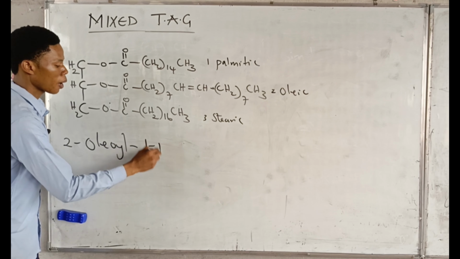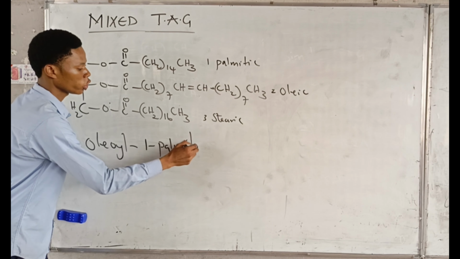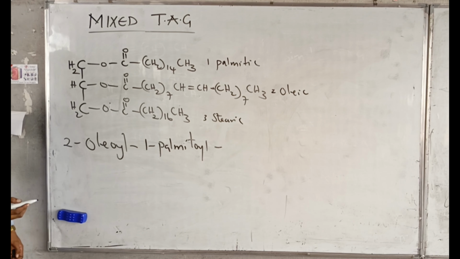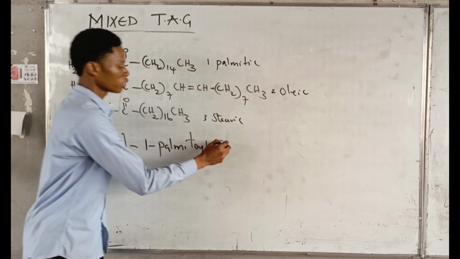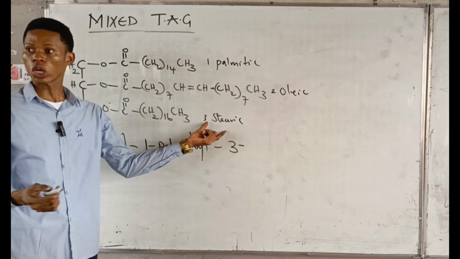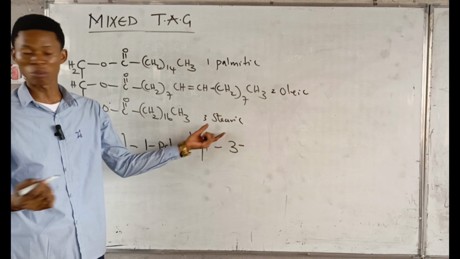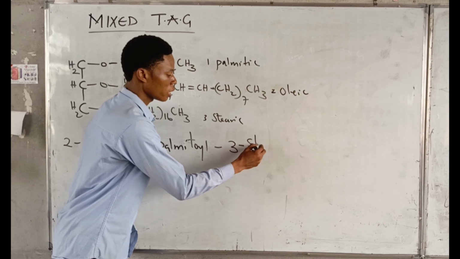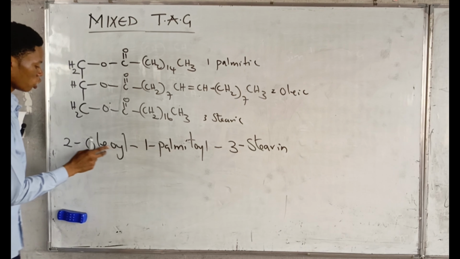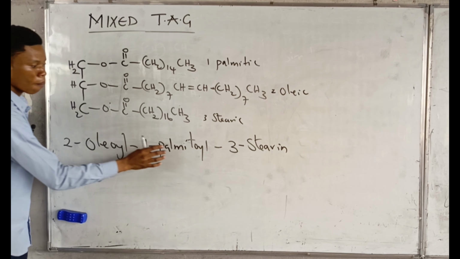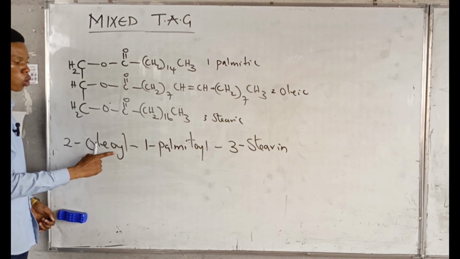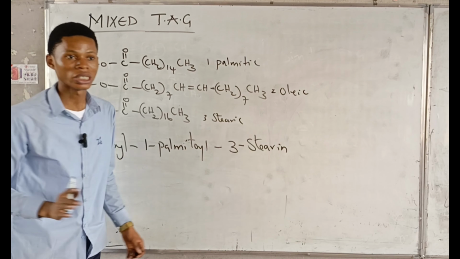1-palmitoyl. 3 what? Now stearin, this is the main one, the last one, right? So you're not taking it as a substituent again. You state the full name. So 3 what? Stearin. Now take note that if you see it this way, oleo, palmito is still correct. So you can still go with 2-oleo, 1-palmito, 3-stearin. It's still correct.